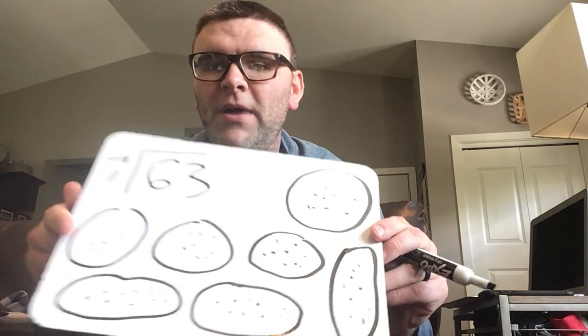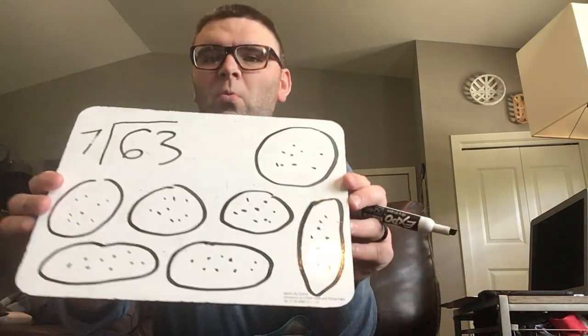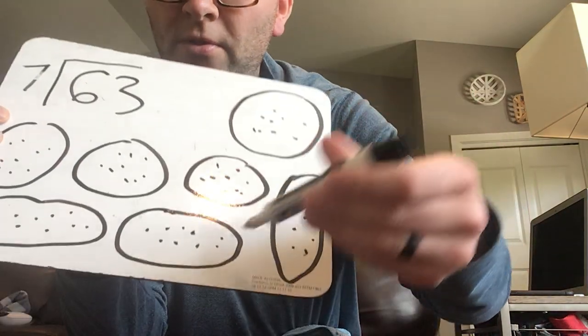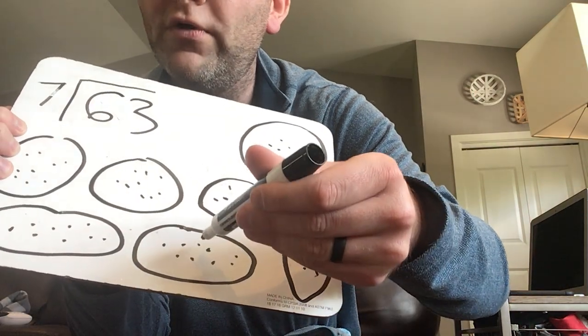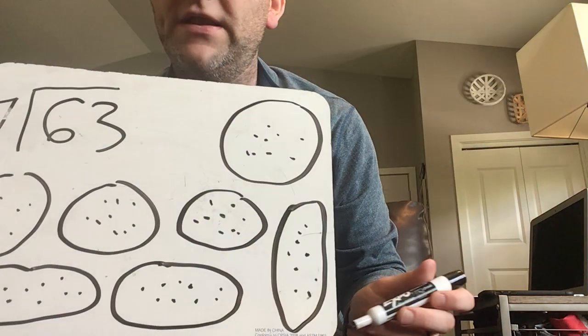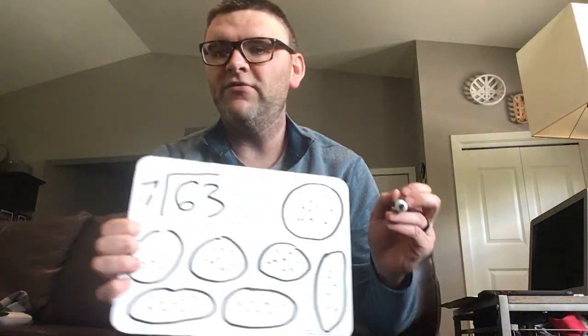And then to get my answer here, I just have to count one of them. I'll do this one right here. 1, 2, 3, 4, 5, 6, 7, 8, 9. There are 9 dots in each circle, meaning 63 divided by 7 equals 9.